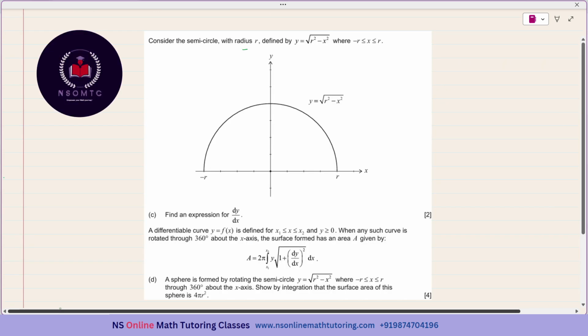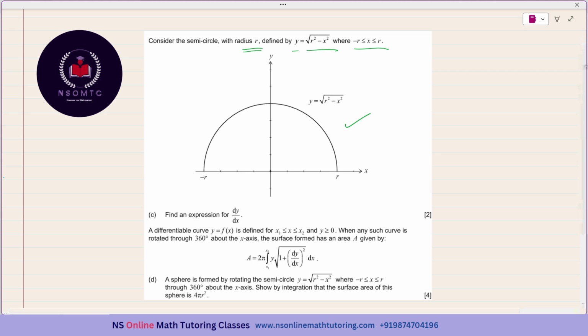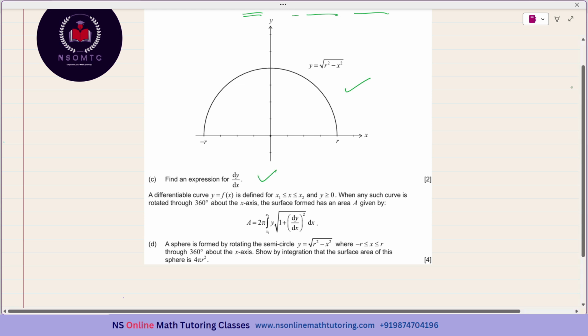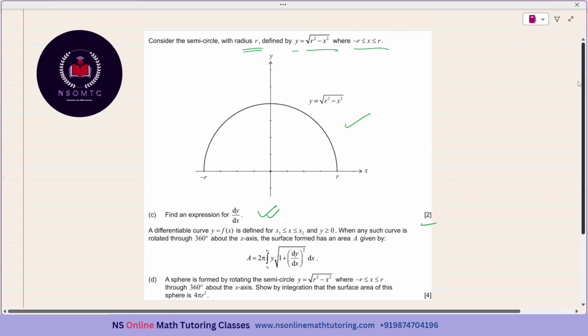Consider the semicircle with radius R defined by y equal to positive square root of r square minus x square, where x is greater than or equal to negative r, but is less than or equal to positive r. This is the semicircle graph, and subpart C's question is find an expression for dy by dx. It is containing 2 marks.